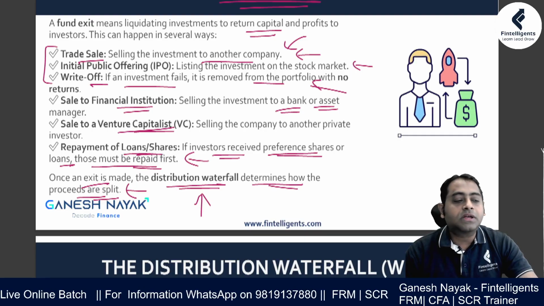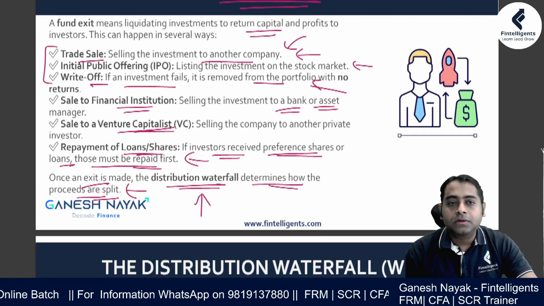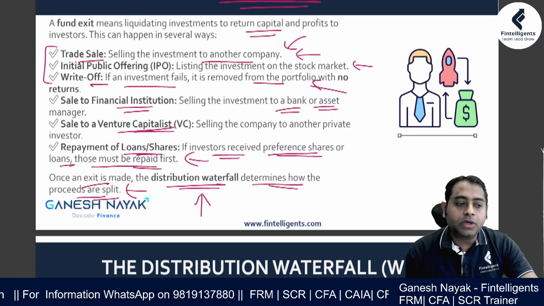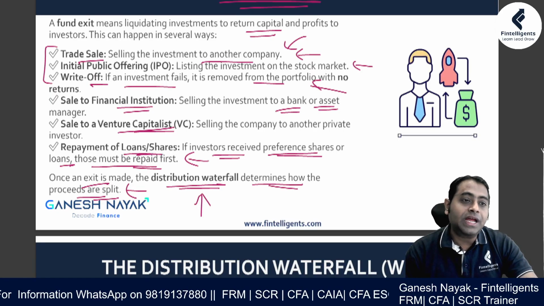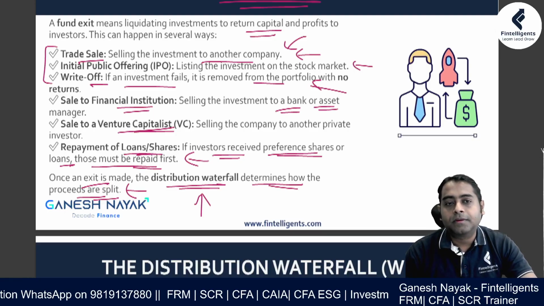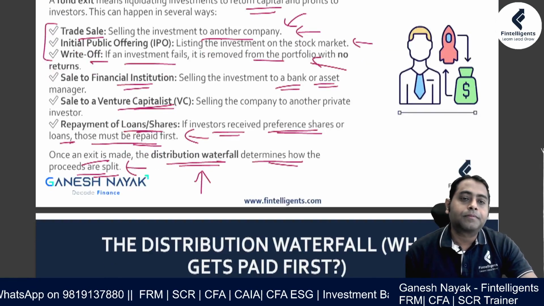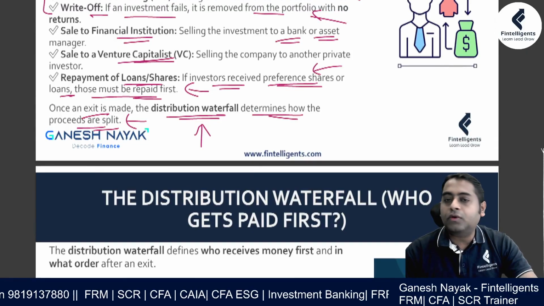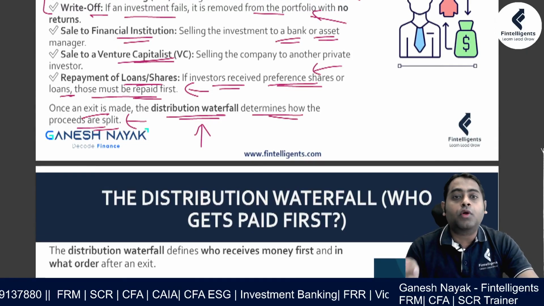Repayment of loan. Suppose the company has taken any loans from that PE fund, because it's not only equity, you can also give debt, right? So in that case, the debt has to be paid first. Preferred shares: if you're a preferred shareholder, you get money first as compared to an ordinary shareholder.